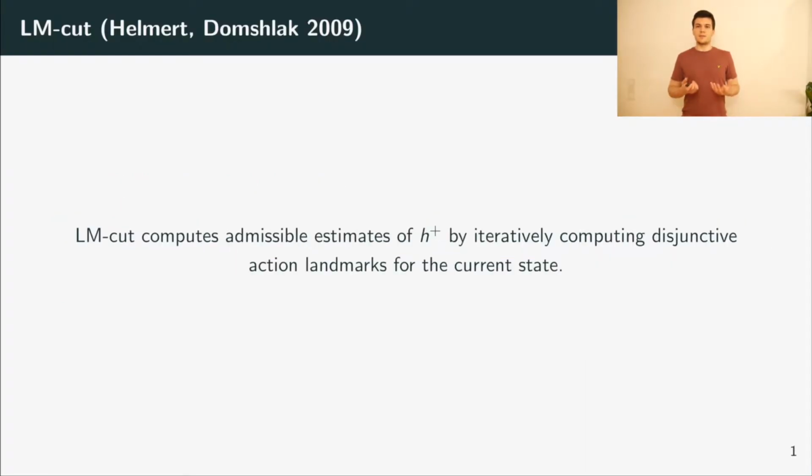To put into one sentence what LM-cut is, I wrote down the following. LM-cut is a heuristic that computes admissible estimates of the perfect delete relaxation heuristic by iteratively computing disjunctive action landmarks. To do so, it constructs something that is called a justification graph. And I will do an example of how this is constructed now.